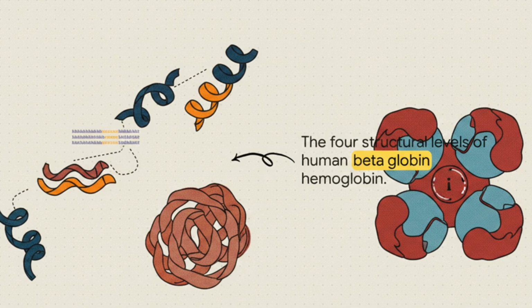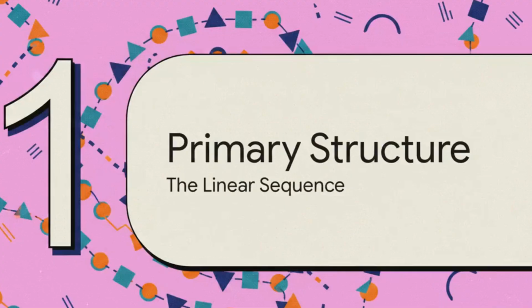As you can see, we start with the beta-globin chain, just a simple linear sequence over on the left, and we're going to watch it continuously fold until it becomes that totally intricate molecular machine on the right. Starting off with primary structure, the linear sequence.